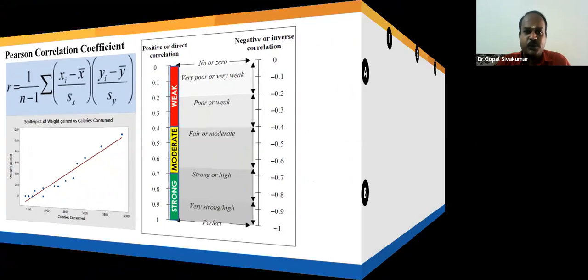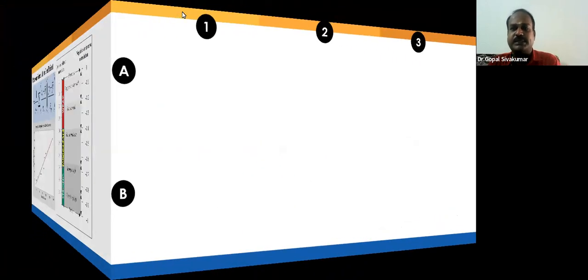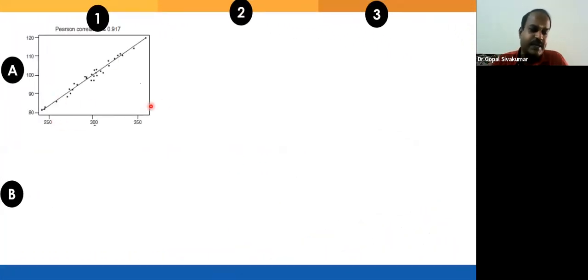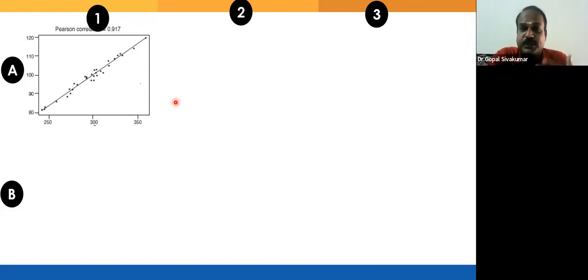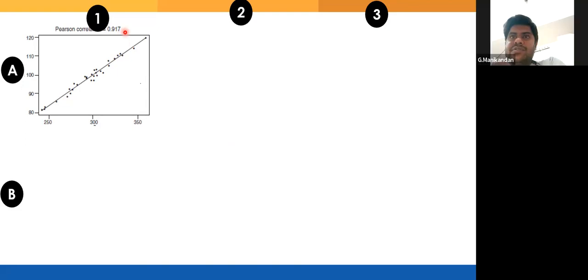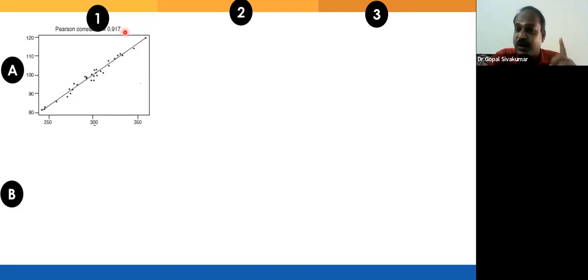Now one more case, and it's again a small exercise, all of you can participate. Looking at the graph, tell me what kind of correlation it is. Is it positive, negative, strong or weak? Strong, positive. And those of you who have problem with saying that it is strong, positive, you can look at the Pearson correlation coefficient value. How much is the value here? 0.917. 0.917 means strong, or even you can say very strong.